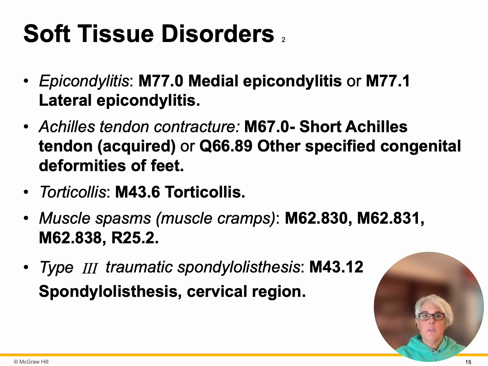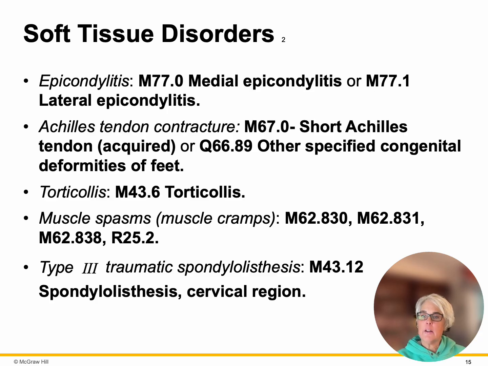Next, we have soft tissue disorders. The focus on this slide is on more localized soft tissue conditions. Epicondylitis is an inflammation around the elbow, the medial, often called golfer's elbow, or lateral, tennis elbow, and that's coded under M77.0 or M77.1. Again, make sure that you follow that laterality.